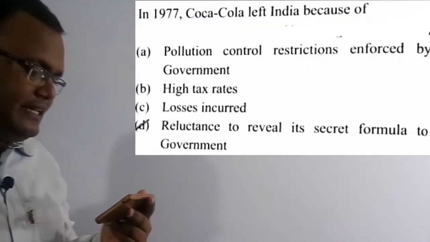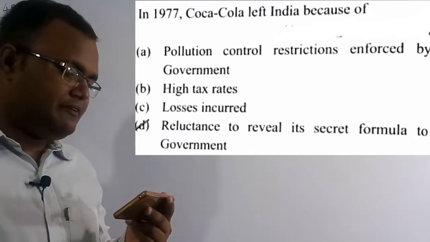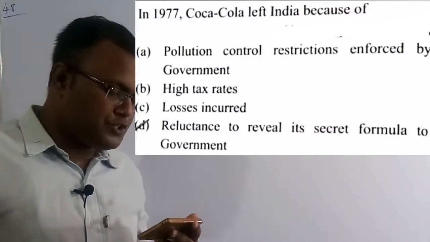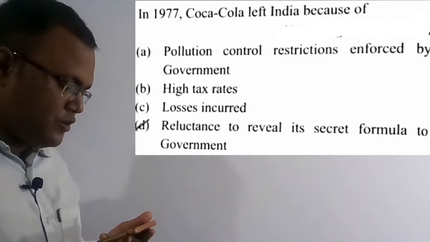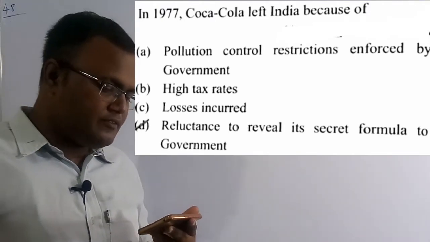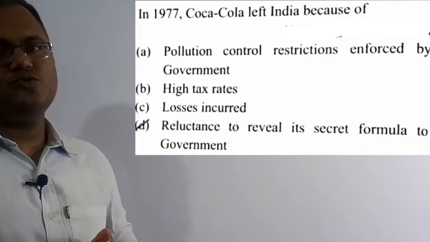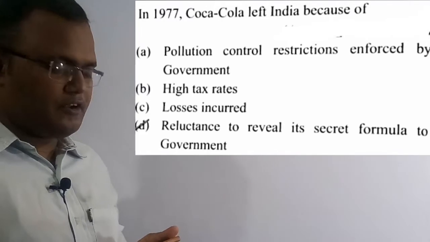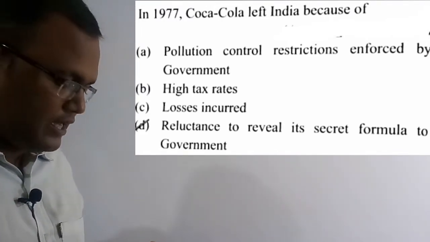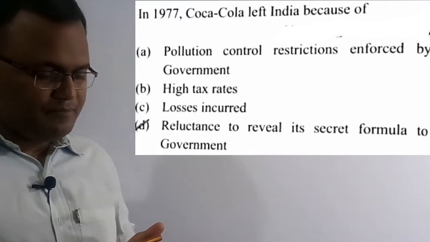See the question here. In 1977, the Coca-Cola company left India because of... So because of which reason did the Coca-Cola company leave India in 1977? What are the 4 options? Option D, reluctance to reveal its secret formula to the government. Because of this reason only, the Coca-Cola company left India in 1977.